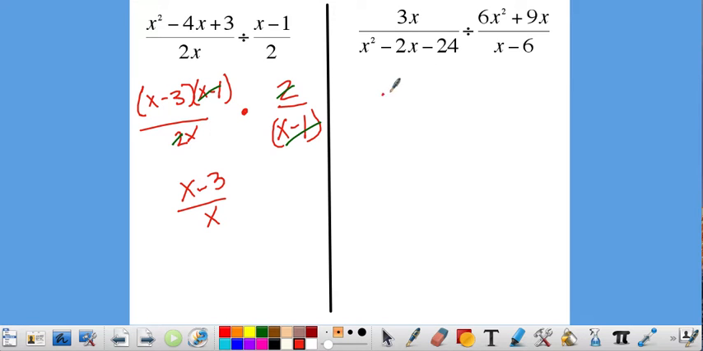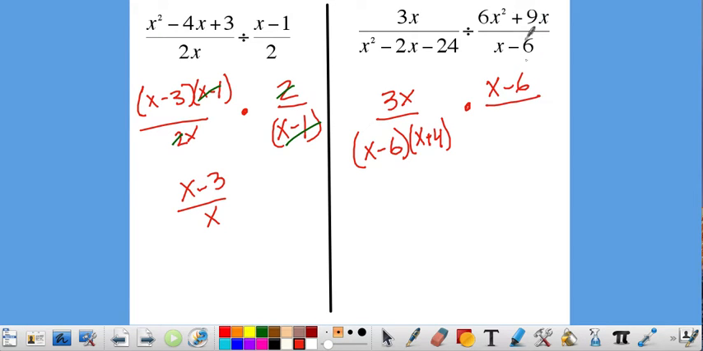Let's factor down there, 3x over x minus 6 times x plus 4, times the reciprocal, x minus 6. And I'm going to go ahead and do two things at once. I'm going to flip this and factor it. So I'm going to take out a 3x, and I'm left with 2x plus 3.